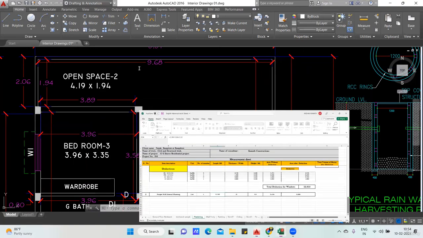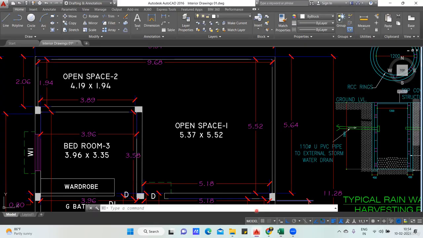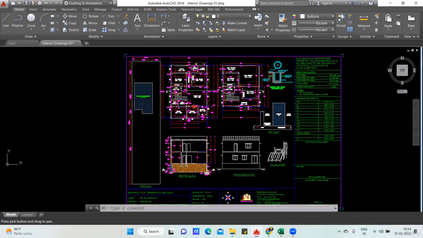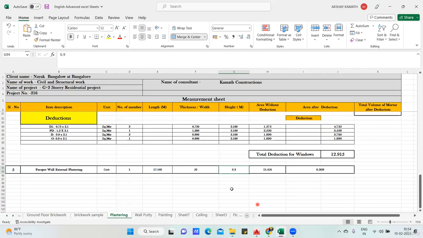So 9.68 plus 5.52, you'll get the total perimeter. And the thickness I've written 20 mm here. And the height of the parapet till where the plastering will happen, we know it's given in the cross section that your height of the parapet is 0.9 meters. So that is the reason I'm taking 0.9 here.